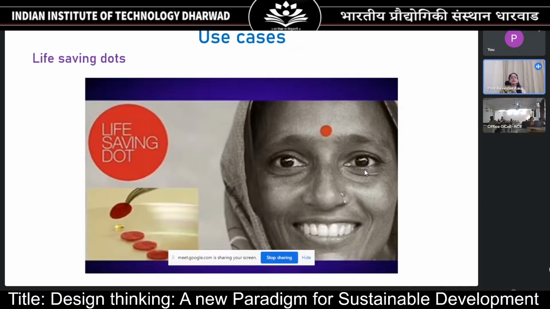They found it to be a very successful endeavor, where the number of health problems in ladies, normally breast cancers and everything, because of the lack of iodine, decreased a lot by using this sustainable design thinking model of giving them Life Saving Dots.